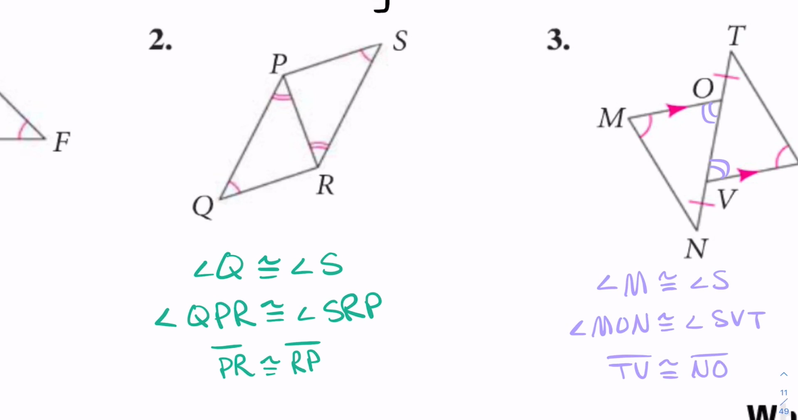And now the last one is this shared side here, this shared side that they both share. So PR and RP are congruent. Again, just going in order. So again, PR is congruent to RP. So PR of the left triangle is congruent to RP of the right triangle.